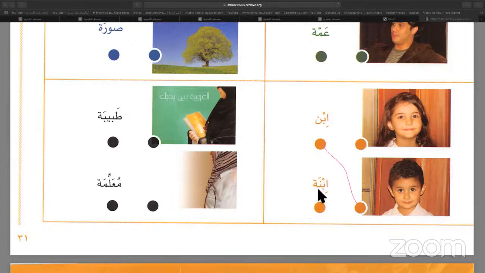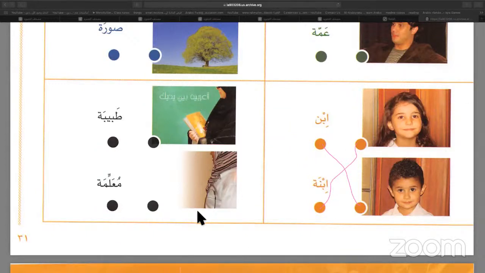Okay. Next one here, Ibna. Say it. Ibna. What does Ibna mean? It means daughter. Ibna means daughter. Yay. Okay. So which picture do we give it to? The girl. Very good. Okay. So we say Ibna right here.